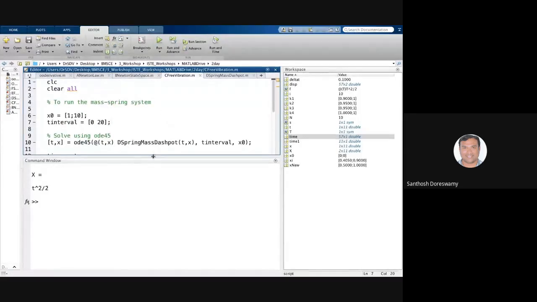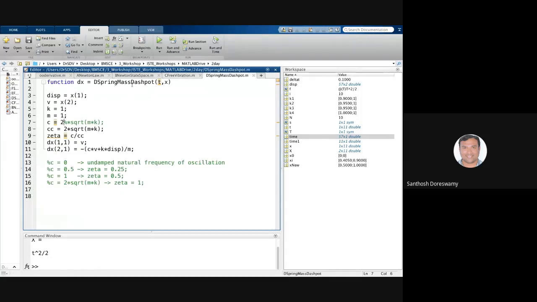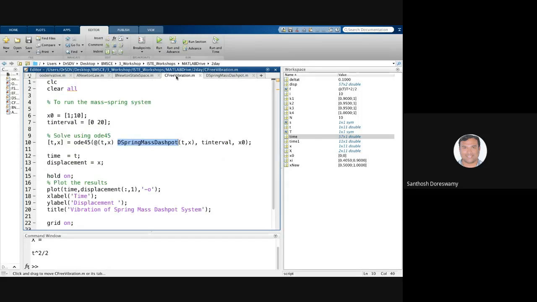Then the main script is pretty simple because you only have to define your initial conditions and give the time interval. Then you have to define this function, which is d spring mass dashpot of m here. That will send two values as a vector. The first value will be displacement, the second value will be your velocity. Okay, so you give your time interval and your initial conditions and solve this problem.